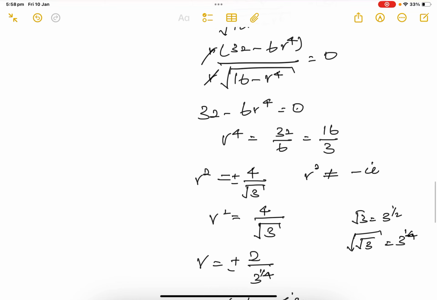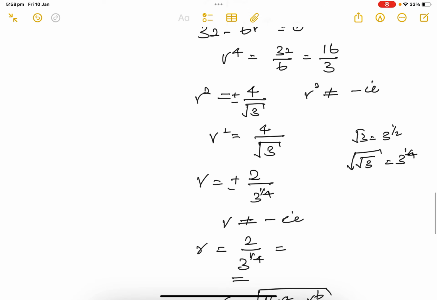Right. r to the power 4 is 32 over 6, which is 16 over 3. Then r squared is plus or minus 4 over root 3. But r squared cannot have a negative sign, so that is only the positive value. So r squared equals 4 over root 3. Then r equals the square root of 4 over root 3.